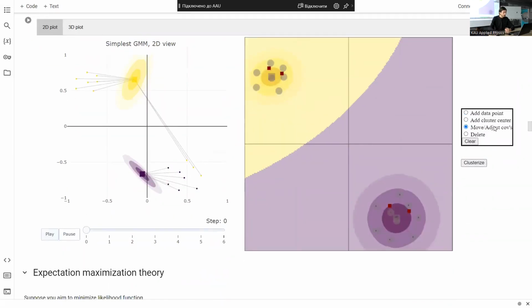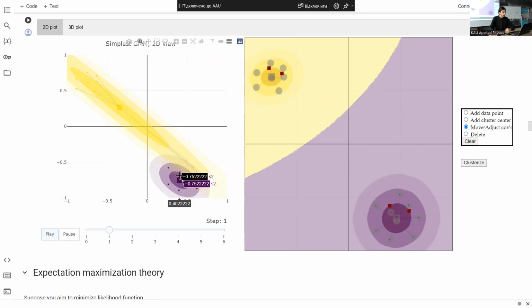So what's next? I had parameters. I have calculated these a_ik. I update my parameters. You see that one center has jumped into this cluster of points, so that they had a higher probability to belong to this distribution, and then jumped there. So it really has some logic.